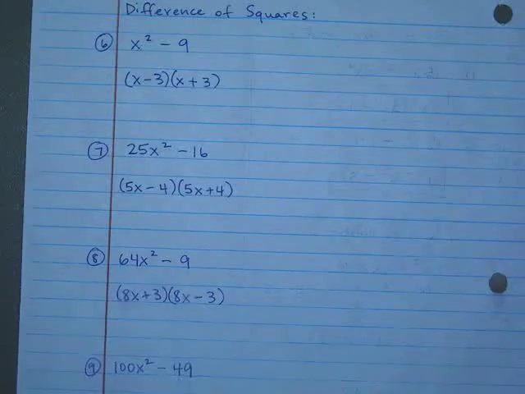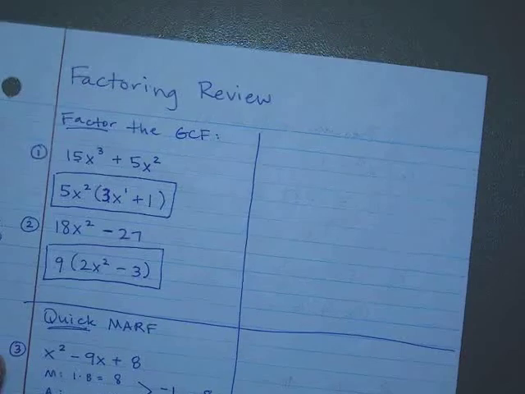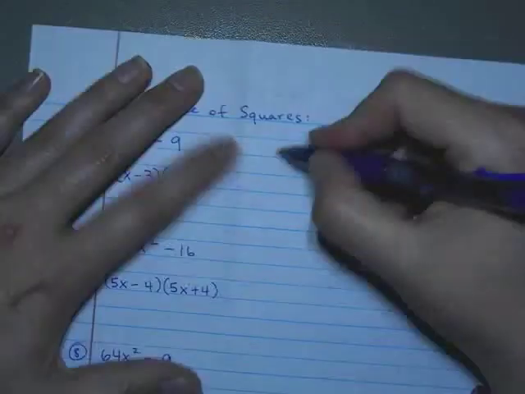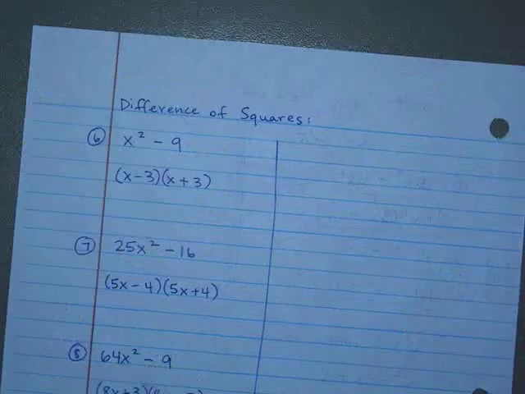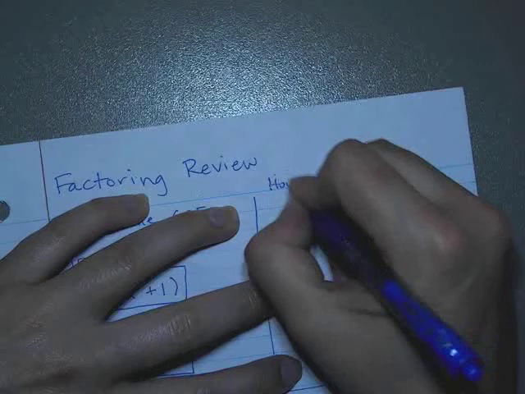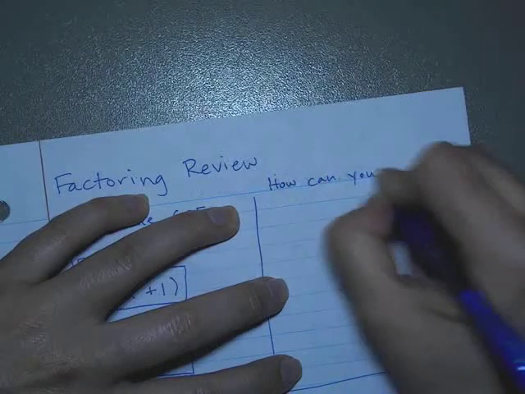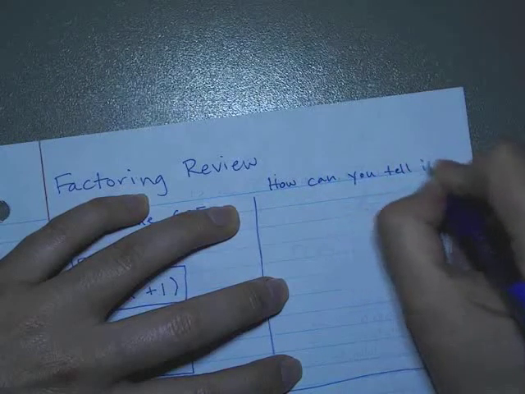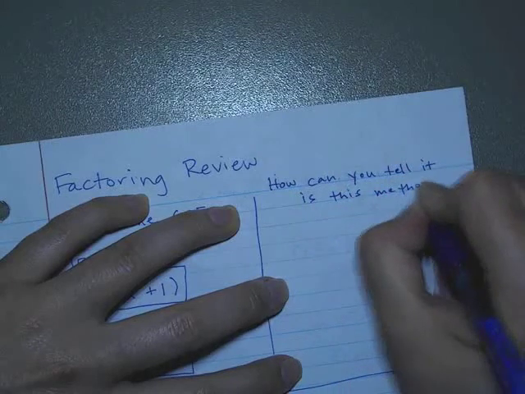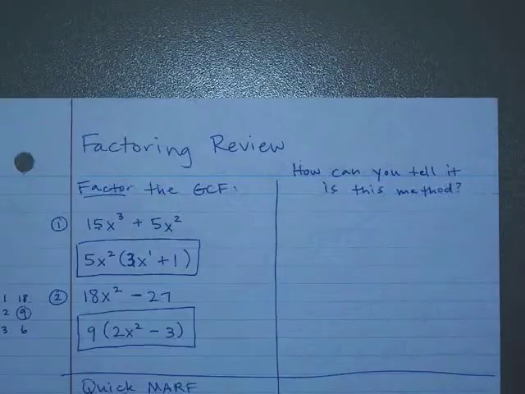All right, now here's what I want you to do on this other side of the paper. Okay, so you're going to have 1, 2, and then over here on the back, 3 sections where you're going to be writing to me. Okay, and what you're going to be writing is how can you tell it is this method? Okay, how can you tell that it's this method?